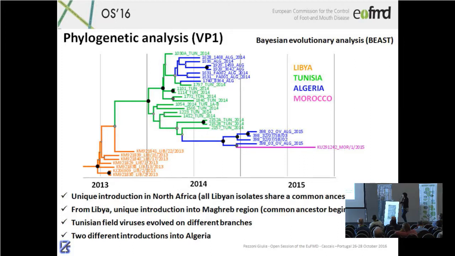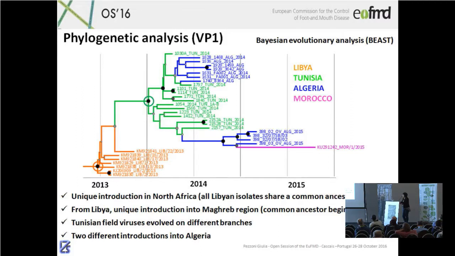This analysis showed that a unique introduction occurred in North Africa, here, in July 2013, given the presence of a unique common ancestor from which all the viruses detected in North Africa have evolved. From this ancestor originated a cluster of viruses that evolved in the second half of 2013 in Libya, and then from Libya in Maghreb. All the viruses that evolved in Maghreb originated from a unique common ancestor. This means that a unique introduction occurred from Libya to Maghreb.